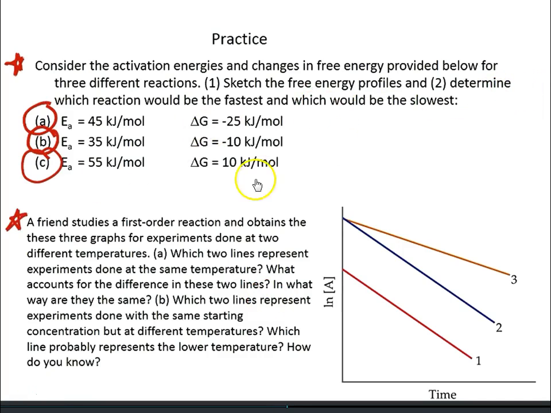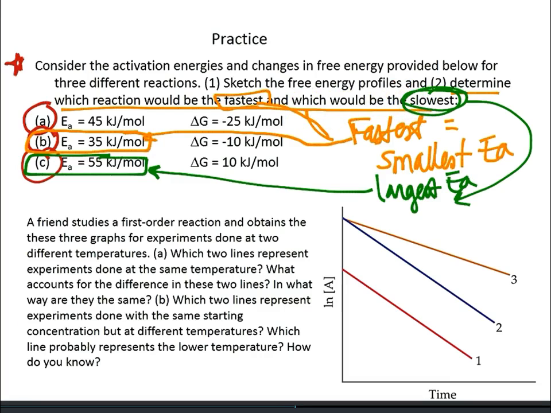Now, the second half of this question, determine which would be fastest and which would be slowest. The fastest one is going to have the lowest activation energy. The delta G value doesn't really affect at all the rate of the reaction. The rate of the reaction would be determined by Ea.